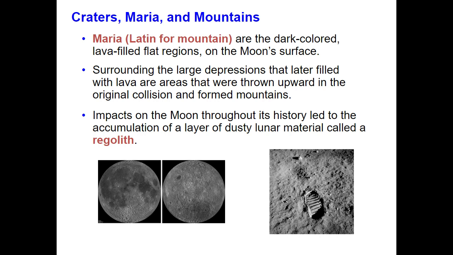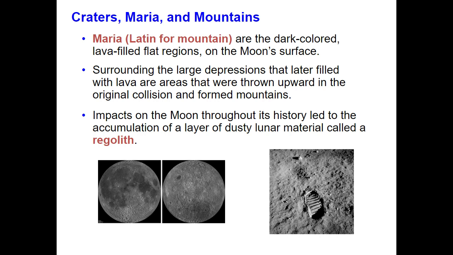Maria are dark-colored surfaces, or lava-filled flat regions. The word is Latin for sea, but these are actually flatter regions of the moon's surface, because they're not cratered in, and they're much lower than the craters themselves. Surrounding the large depressions, material is thrown upwards, and it forms mountains. So when you have that crater, it creates this mountain.